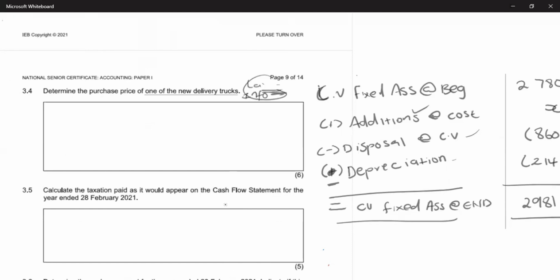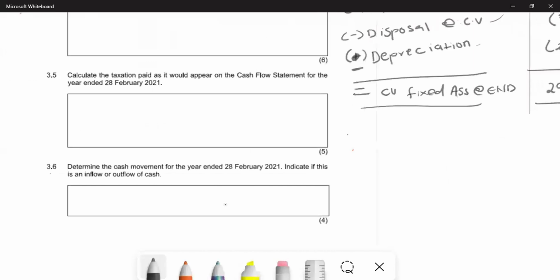Okay. Now, 3.5. Calculate taxation paid as it would appear on the cash flow statement. As I've mentioned, when it comes to dividends paid and taxation paid, you should be very comfortable with these two calculations, because most of the time when you're preparing the cash flow statement, they're going to ask you to calculate those two. Now, taxation paid, how do I go about calculating it?